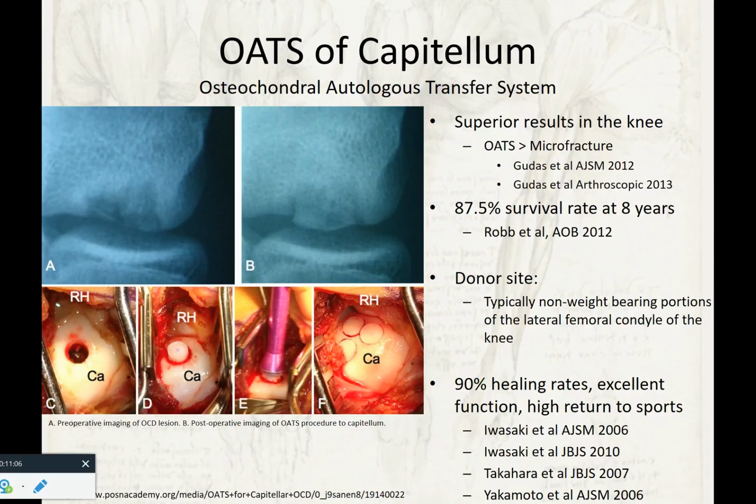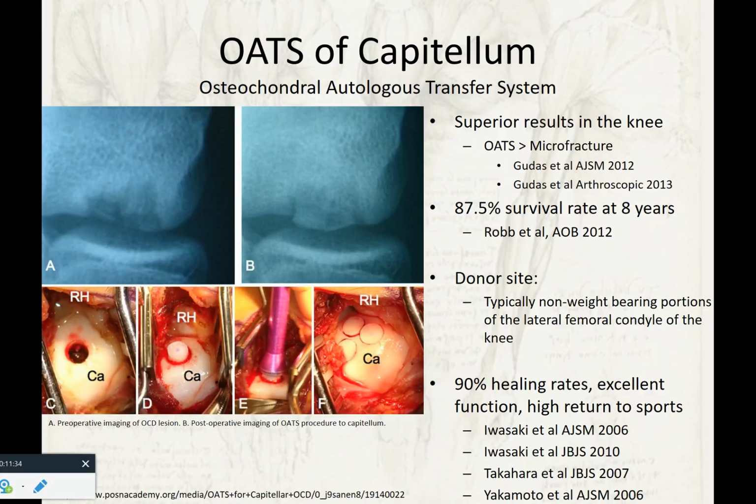If you want to see the surgeon's view, you'll notice that picture C, D, E, and F is showing you this. So they first drill a hole into the lesion to try to make a site for the donor graft. They then excise a donor graft, usually from the lateral femoral condyle of the knee, and then they plug it in using this pink tamp.